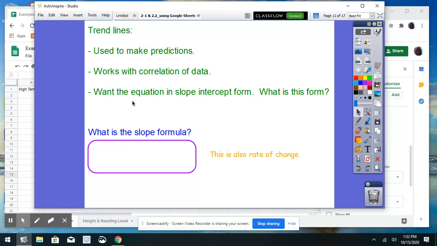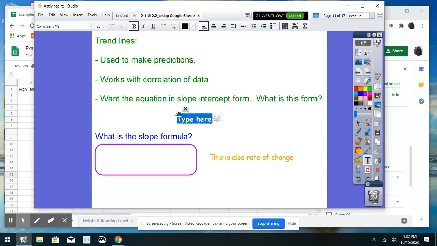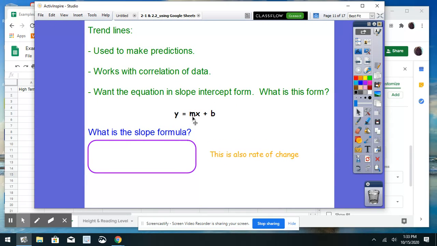And we want to know what is the equation in slope-intercept form. That's what we want. And that equation is, I'm going to just type this in for us, y equals m times x plus b. And I'm hoping you guys are saying, oh yeah, we know that. Y equals mx plus b, where m is the slope and b is our y-intercept. So m is the slope of the equation, b is the y-intercept.